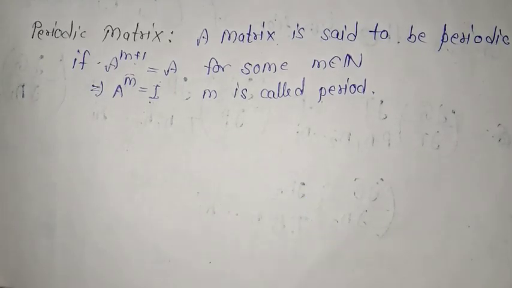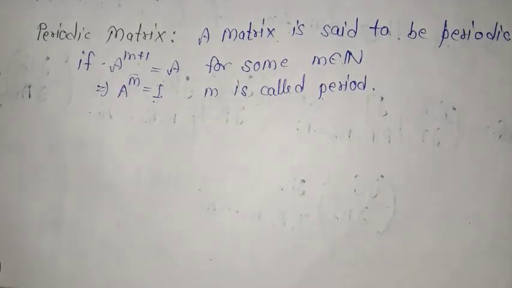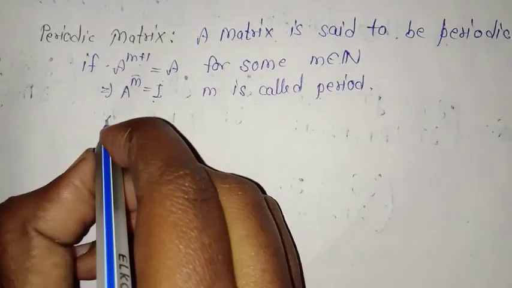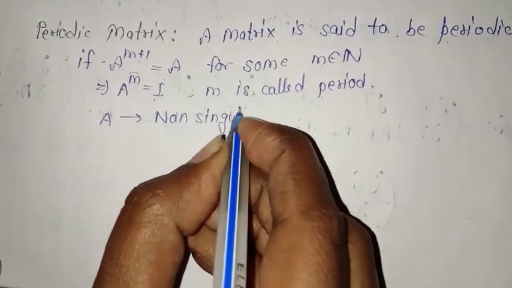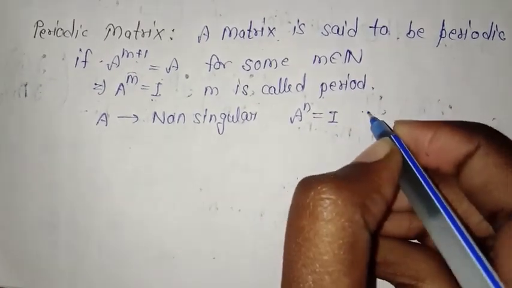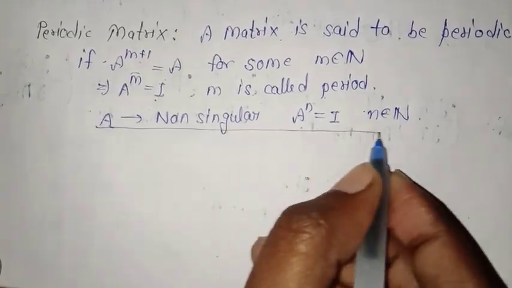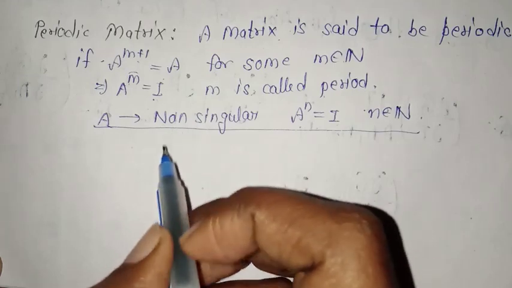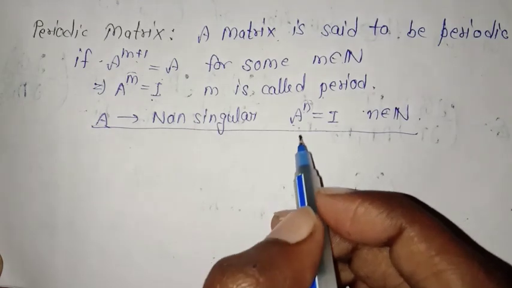Now what are the conditions for a matrix to be periodic? For a matrix to be periodic, it must be non-singular. That is, A should be non-singular, and it will satisfy A raised to the power N equals I for some N belonging to the natural numbers. So if these two conditions are satisfied by any matrix, we say that that matrix is a periodic matrix, and the power that we have taken, the integral power of that matrix, is called the period.